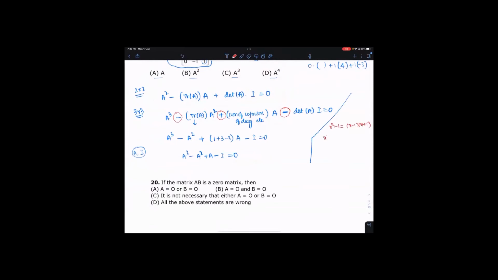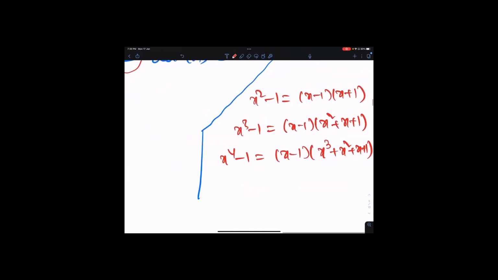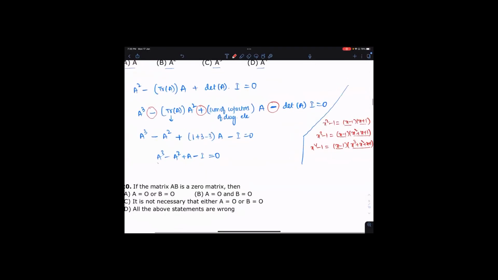What is x cube minus 1? It is x minus 1 into x square plus x plus 1. What is x power 4 minus 1? It is x minus 1 into x cube plus x square plus x plus 1. You are seeing some pattern. No? Everywhere x minus 1. And here the 1 plus x plus x square, 1 plus x plus x square plus x cube. Like that, it will keep on increasing. Now, this one looks like this. Okay.